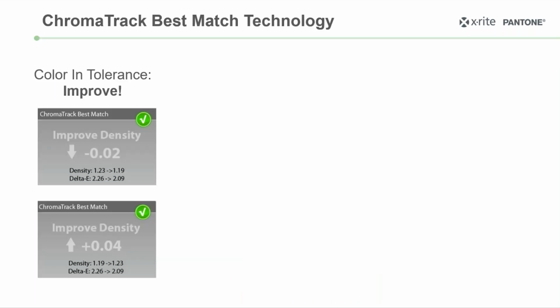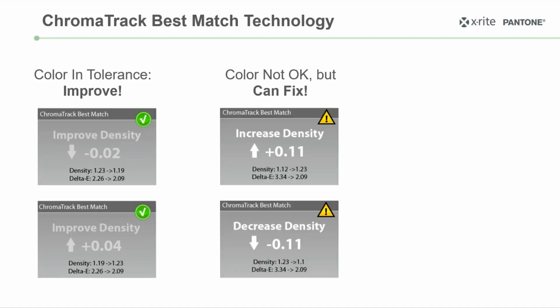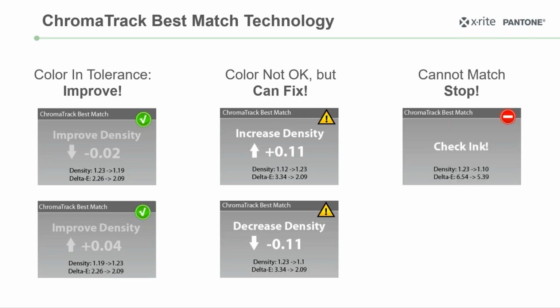Now let's get back to this ChromaTrack technology just for one more look. This is such a key technology to what makes MeasureColor such a powerful addition to your process control, because it can tell you, even when your color is in tolerance, you can still improve. It's passing, but you can make it better. But what happens when it's not passing? So it's not okay, but you can fix it. In this example, a simple increase or decrease of density will take this color from failing into passing.